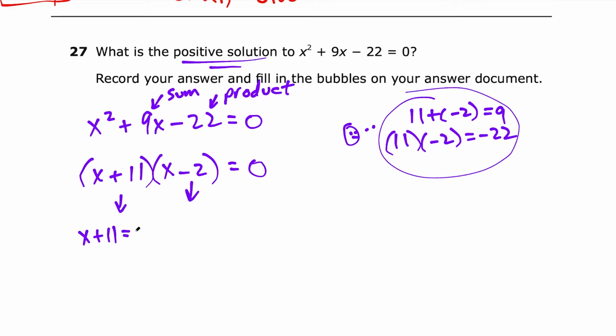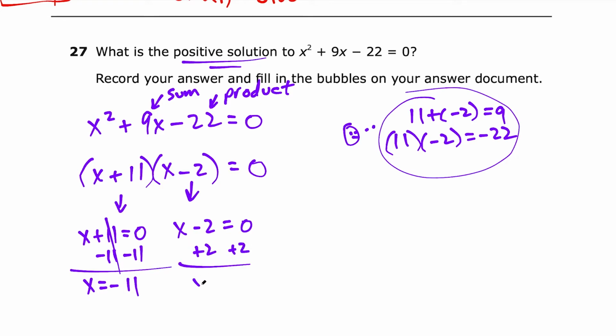So we have x plus 11 equals 0, and we have x minus 2 is equal to 0. And then subtracting 11 on both sides for this first equation gives us an x value of negative 11. And then if we add 2 on both sides to the second equation, that gives us x equals 2. But remember, we just want the positive solution. So we're going to select x equals 2 as our answer.